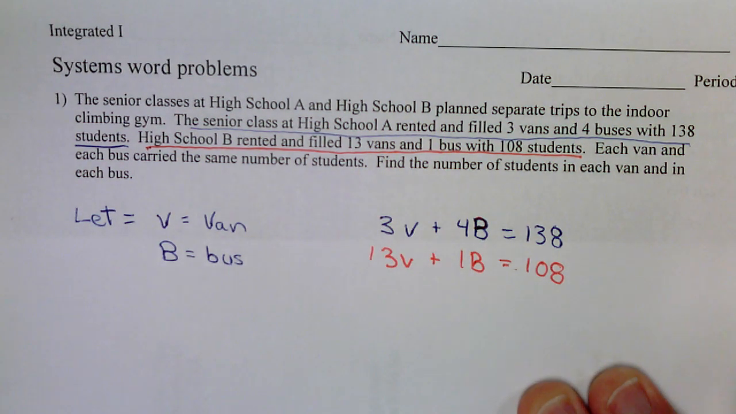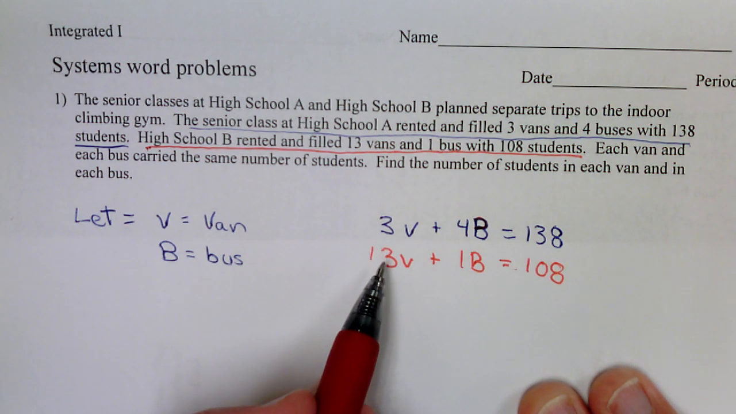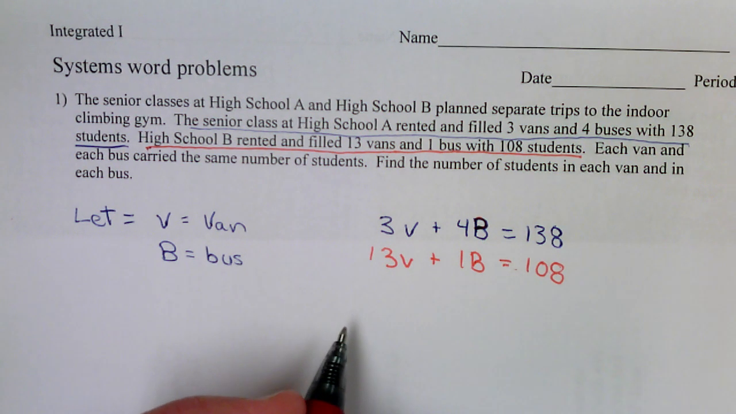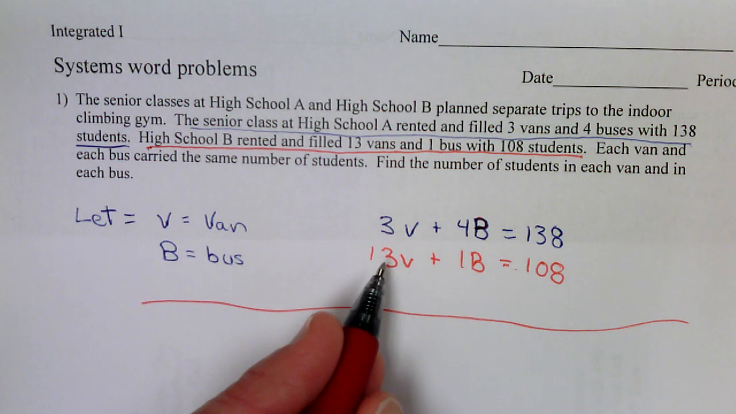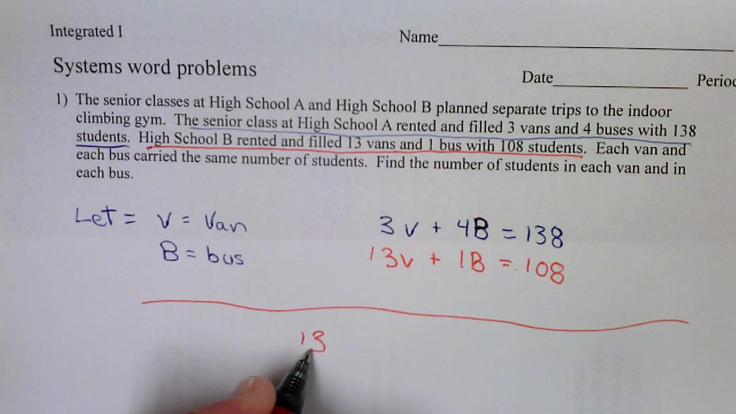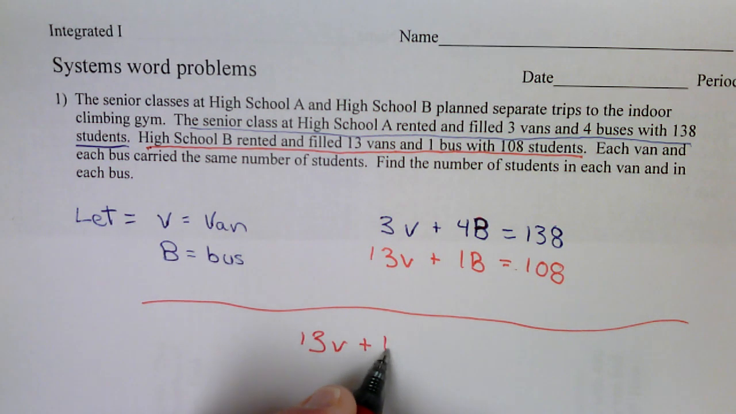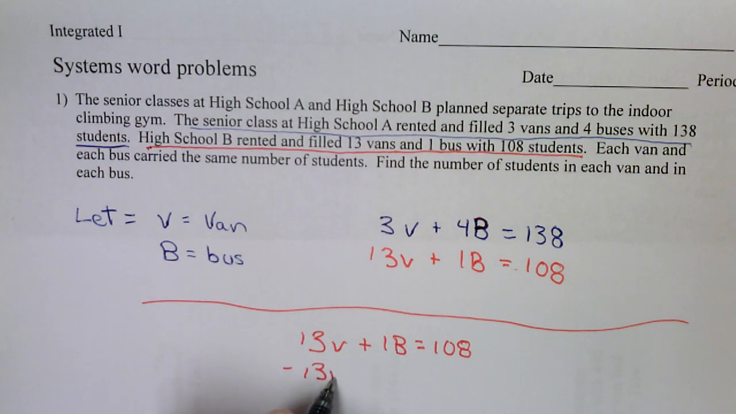All right, now we can solve this either by substitution or by elimination. If I'm going to solve it by substitution, I'm going to take this bottom equation and solve it for B because it says 1B here. So I have 13V plus 1B equals 108. I subtract 13V from both sides, so 1B equals negative 13V plus 108.